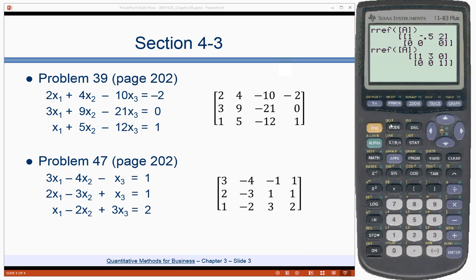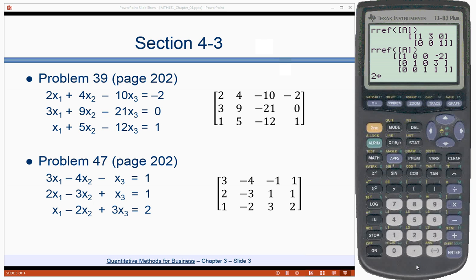So I'll do second quit. But again, RREF of A is what I want to do. I could go back to the matrix math menu and pick RREF, and then the matrix names menu and pick matrix A, but it's just going to end up being the same thing, so I'm just going to do second entry. And so this is the reduced row echelon form for this matrix, and it's telling us that the solution to these three equations is x1 equals minus 2, x2 equals 3, and x3 is equal to 1. And you can double check that by plugging those values into, let's say, the first equation.